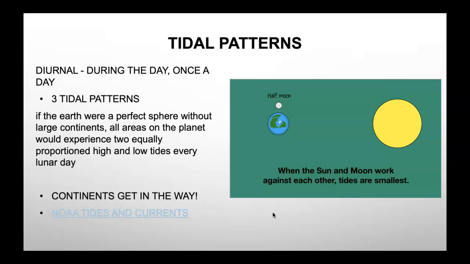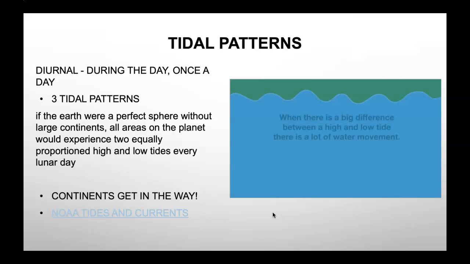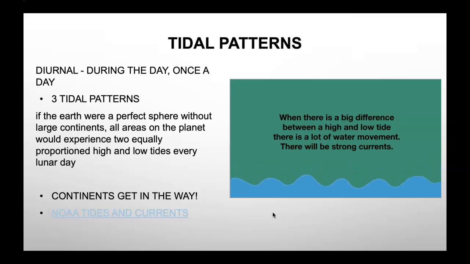When the sun and the moon are located at 90-degree angles to each other, you can see this in the sky as half moon, they work against each other and the tides are smallest. We call this a neap tide. When there is a big difference between high and low tide, there is a lot of water movement, which means that there will be strong currents. Full moon and new moon are not the best times to dive.